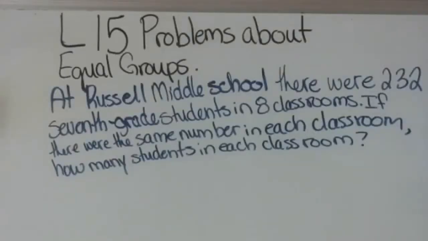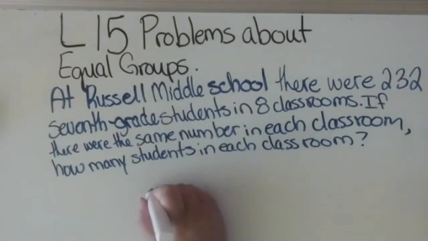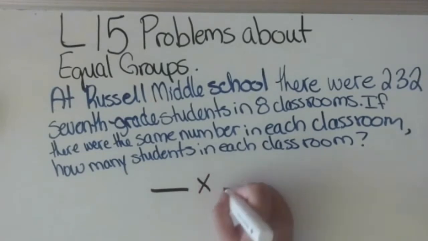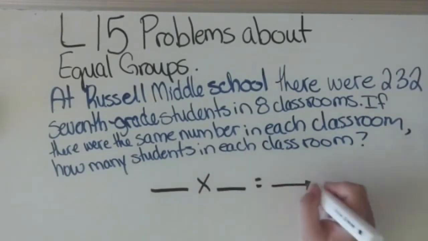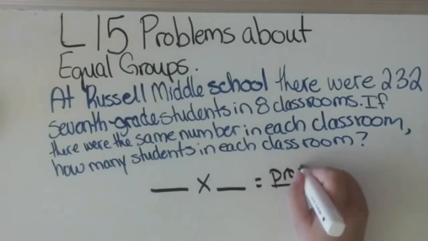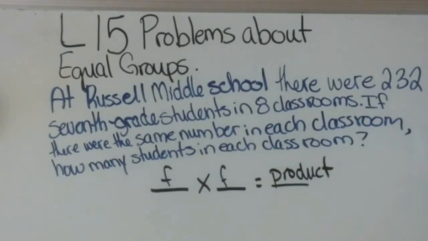This is lesson 15 for course 1, problems about equal groups. So when we're doing problems about equal groups, what we're looking at is multiplication. If we remember for multiplication and division, what happens is you have a factor times a factor equals a product. Okay, so this is your product, and these are factors. Okay, this is a multiplication problem.